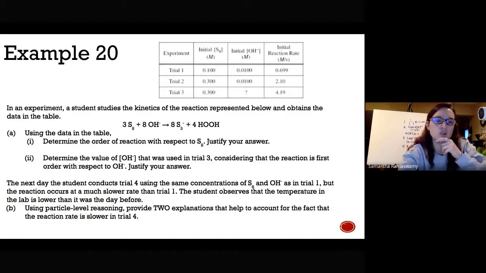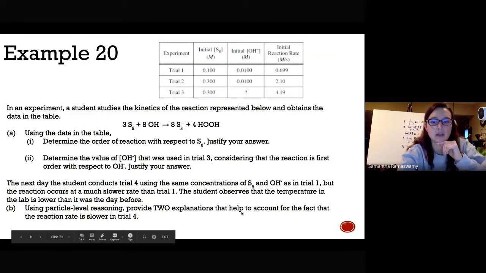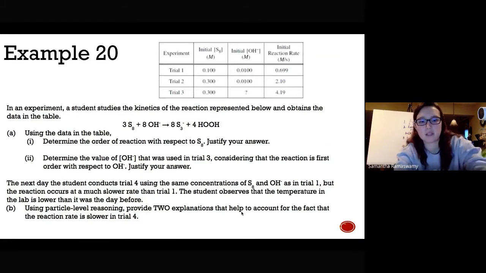So with example 20, part A is things that we've talked about before. You're determining the order using the data. So notice it's concentration versus rate. And then I ask about OH minus, and then part B is looking at the particle level reasoning. So that's looking at the collision model.